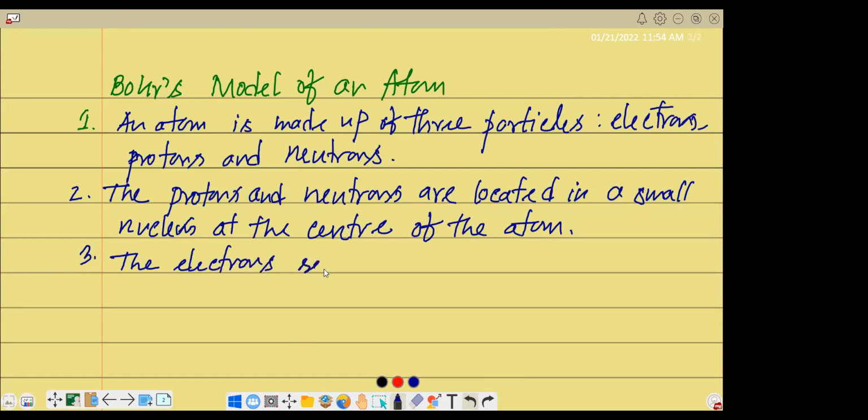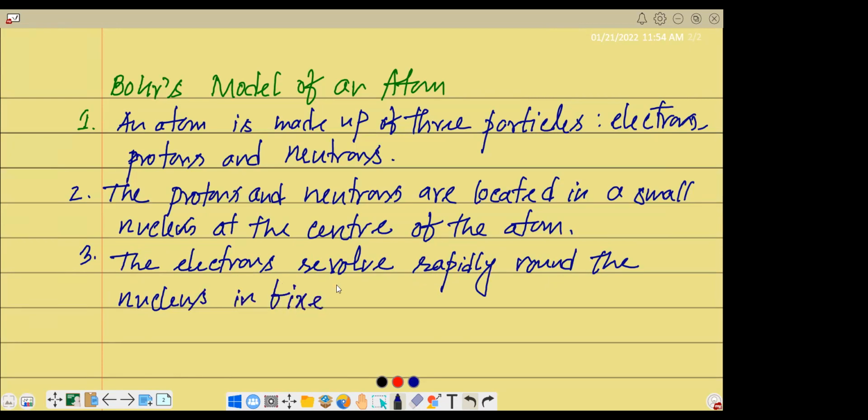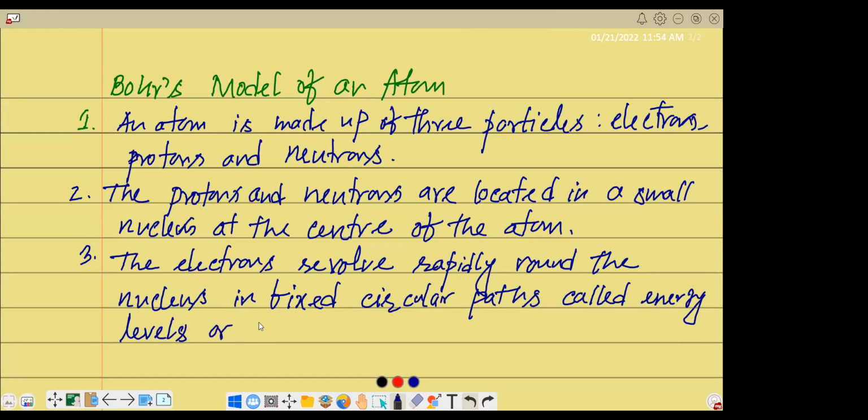the electrons revolve rapidly around the nucleus in fixed circular pathways, called energy levels or shells. Okay, done? Yes, sir. Good.